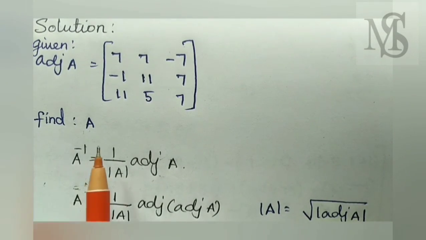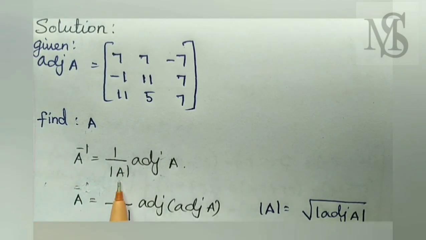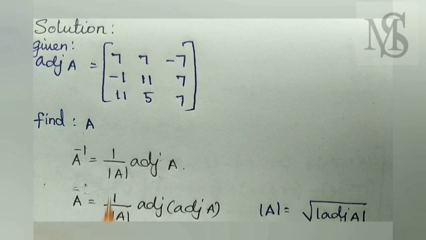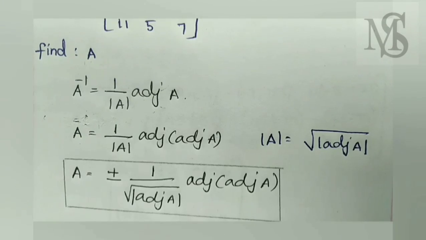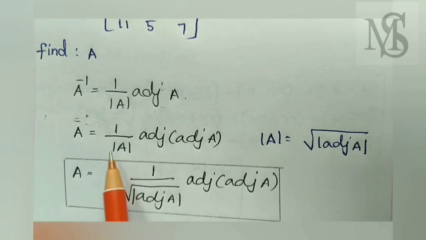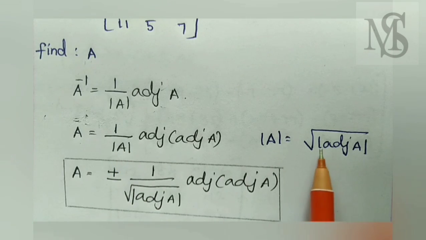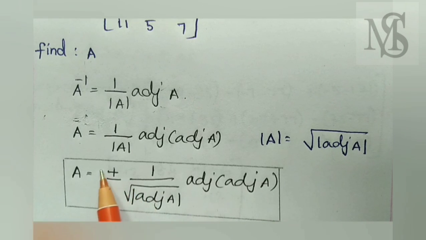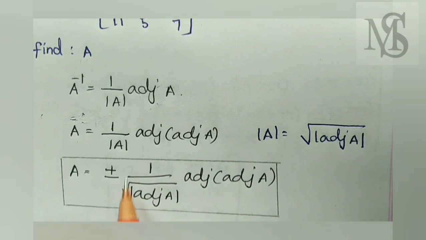So to find A, we have to derive a formula. We know the formula A inverse is equal to 1 by modulus A into adjoint A. From this, to remove the A inverse, A is equal to 1 by modulus A adjoint of adjoint A. In this, we don't know the value of A, so we cannot find modulus A directly. So we substitute modulus A as root of modulus adjoint A. So A is equal to plus or minus 1 by root of modulus adjoint A into adjoint of adjoint A. Now this is the formula to find A.